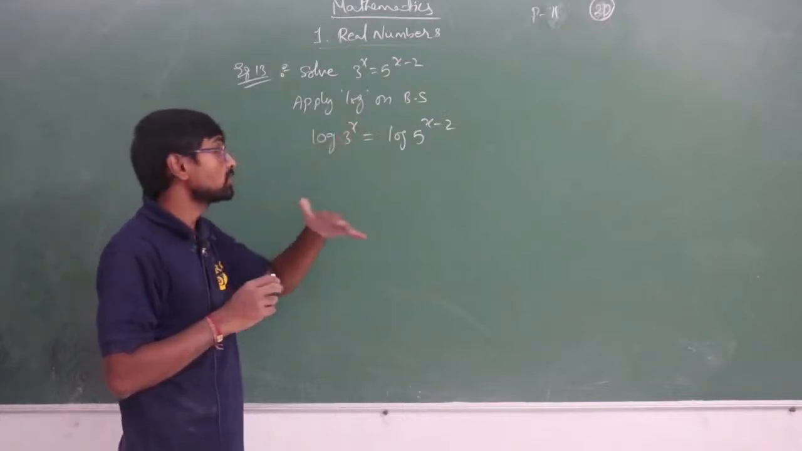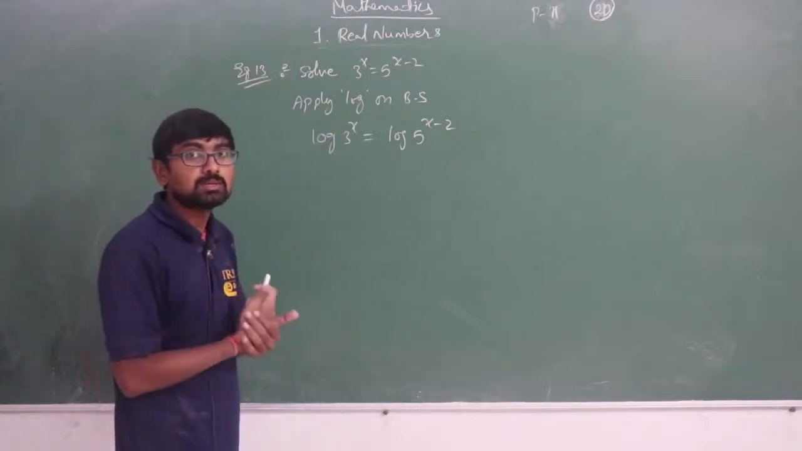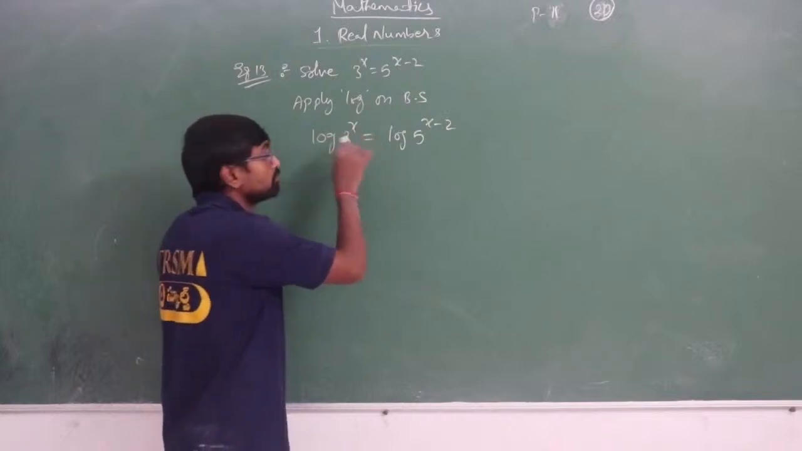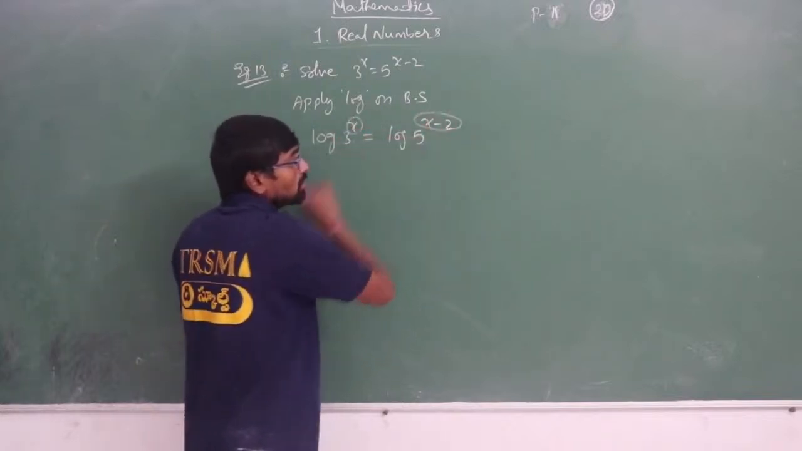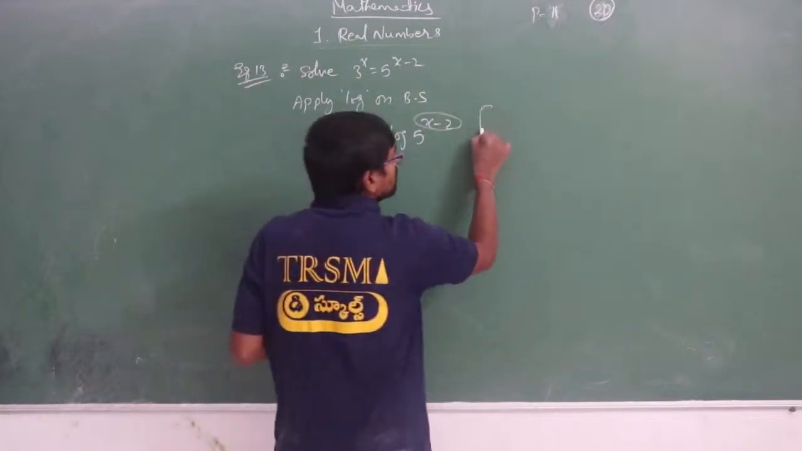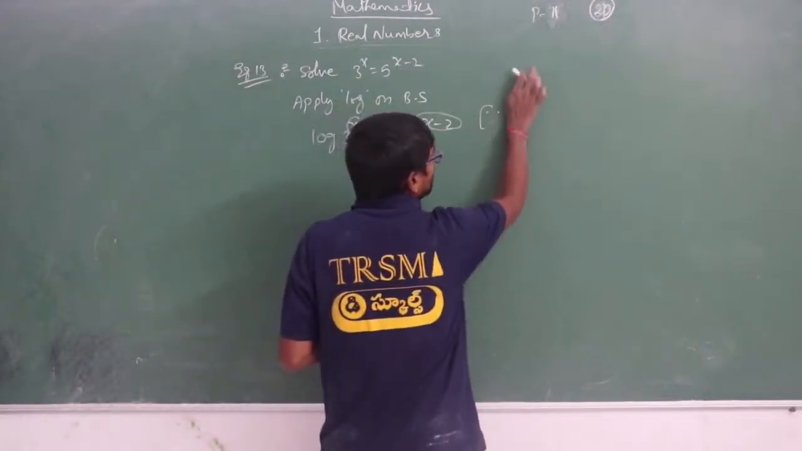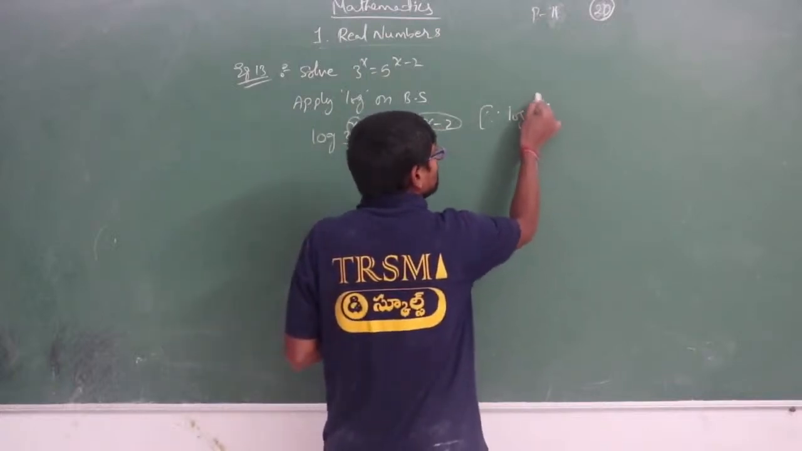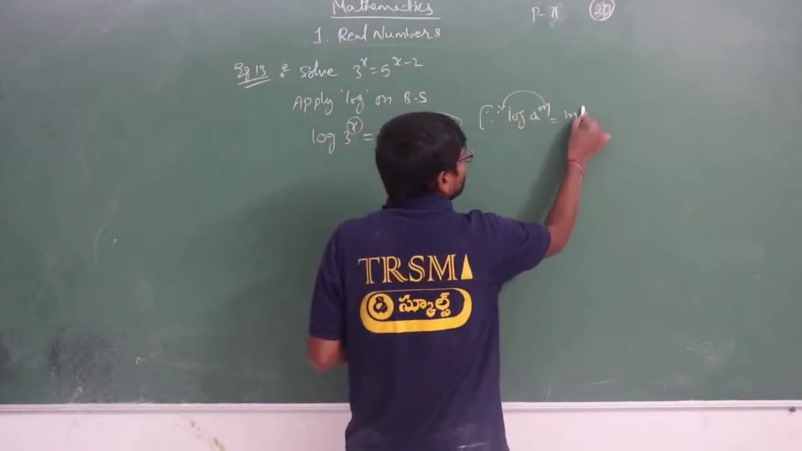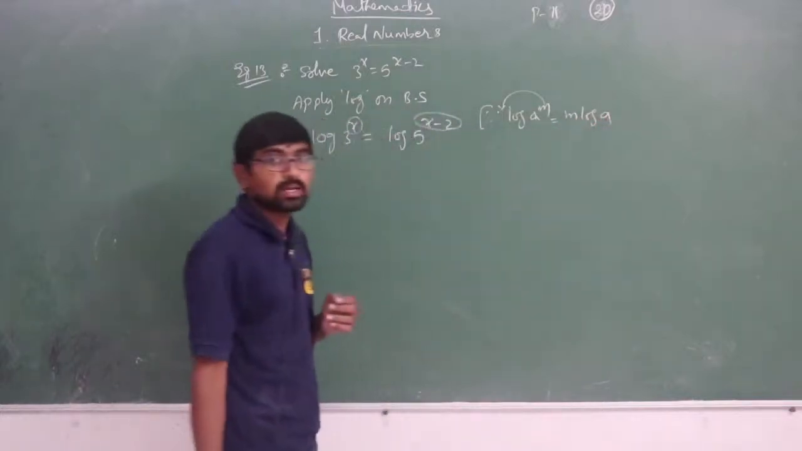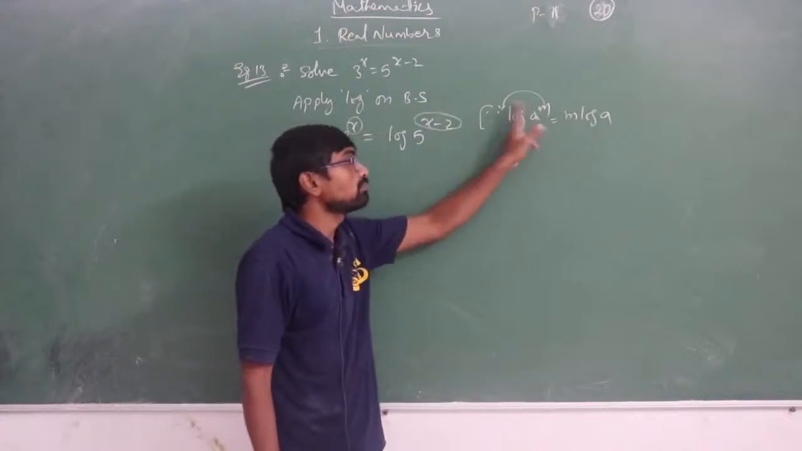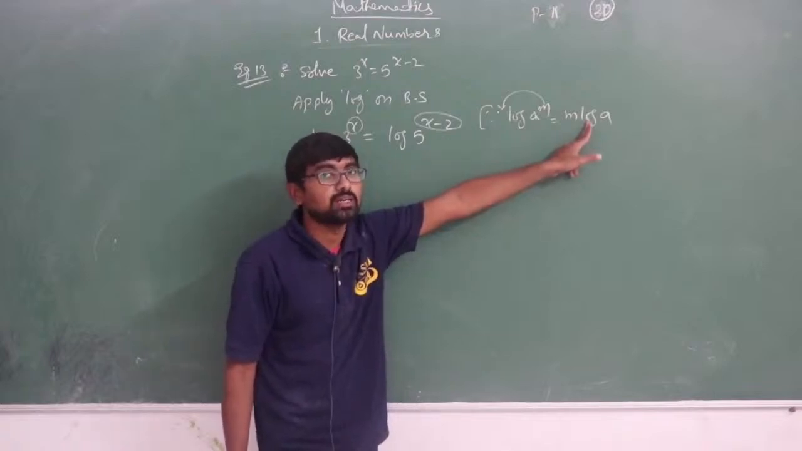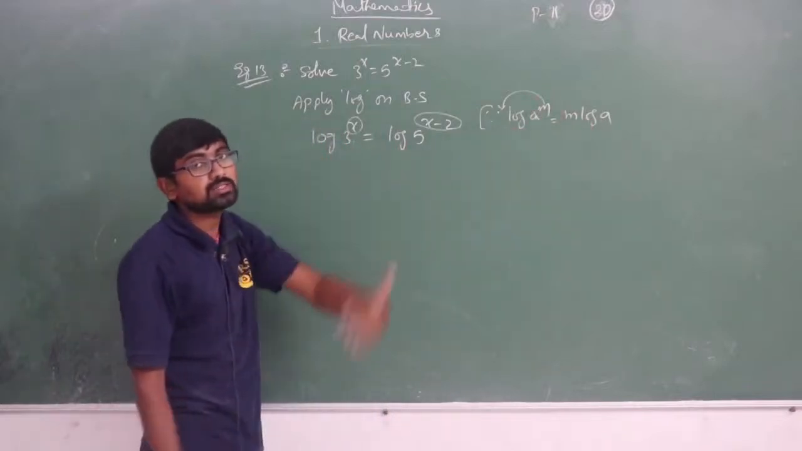Then I need to convert it into simplest form. How will we convert? Whenever I get anything in the log, first I will check whether anything is coming in the power or not. Yes, it is coming, so I have to use the power rule. What is that power rule? Log a power m is multiplied in front, that is m log a. As you already know, we have already discussed this.